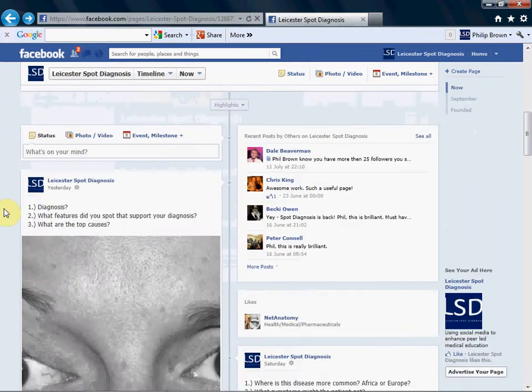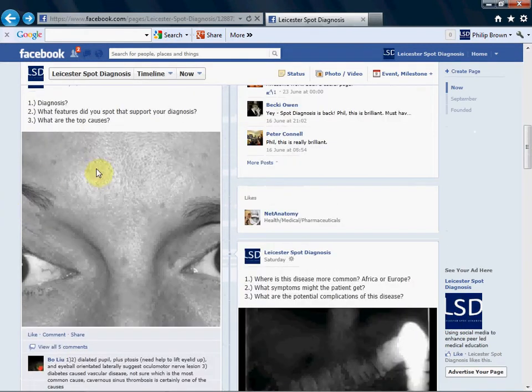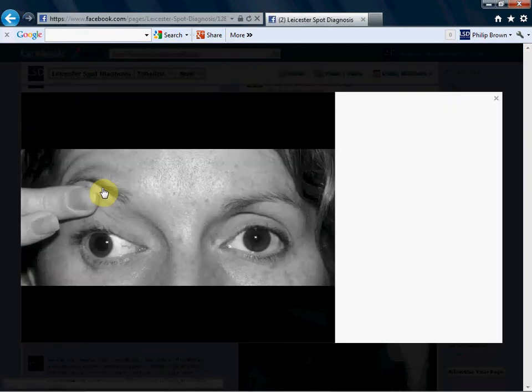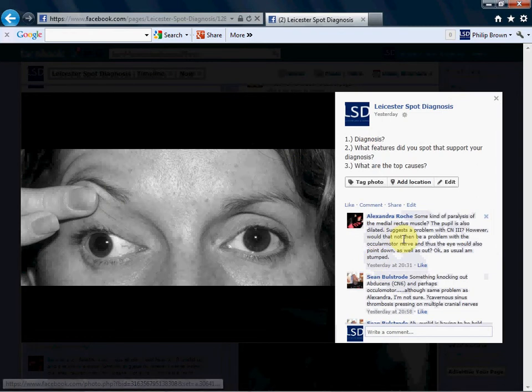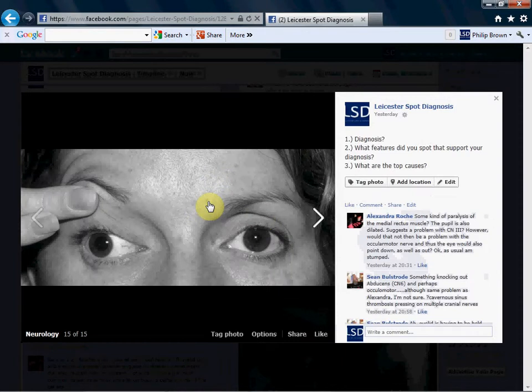I'd like to just go over the answers to a case that I posted a couple of days ago. There's been some good discussion on this and you pretty much got this, and I'd just like to reinforce what's been said. So this is paralysis of the third cranial nerve. I asked you what the diagnosis is and you got that right. That's brilliant. I've asked what the features are and you've pretty much got them all as well.